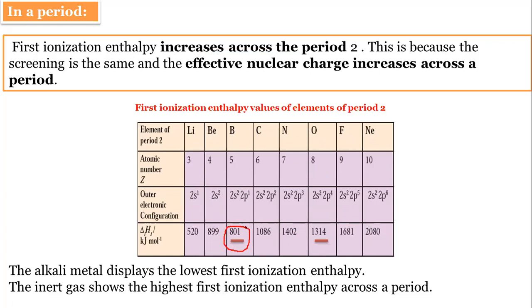Why is this happening? See the electronic configuration. See the electronic configuration of beryllium and of boron. See the electronic configuration of nitrogen and of oxygen. With this electronic configuration, you can make your guess why this is happening, with beryllium and oxygen having the lower ionization energy values. Anyone can tell me? Why is this happening? We will get the answer from this electronic configuration.